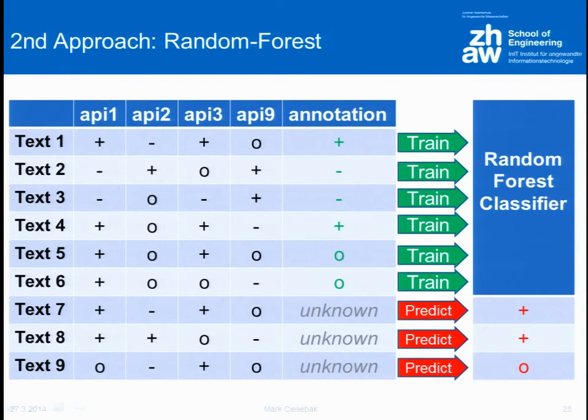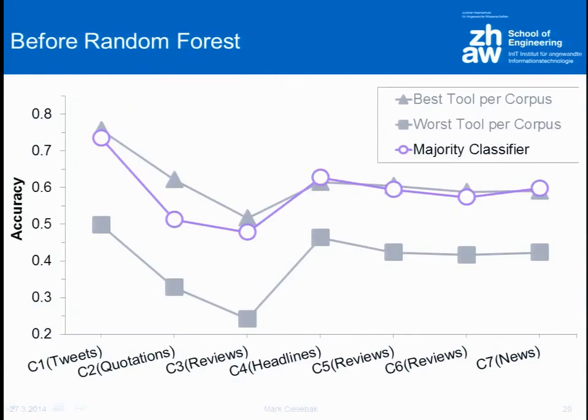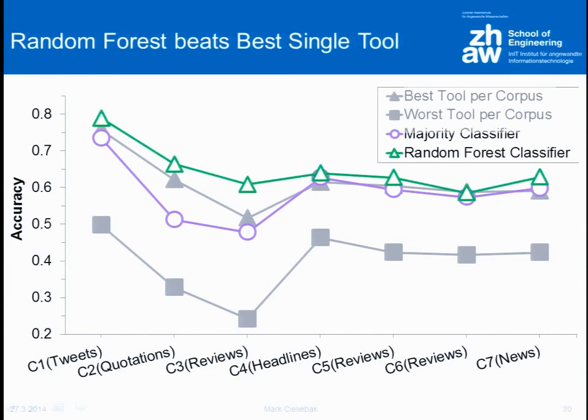So what we did was a random forest approach. Basically, we threw in all these annotations of the tools into a random forest classifier and used it to predict the unknown data. Okay, same slide as before. This is a majority classifier, best tool. And now, this brings a little bit.